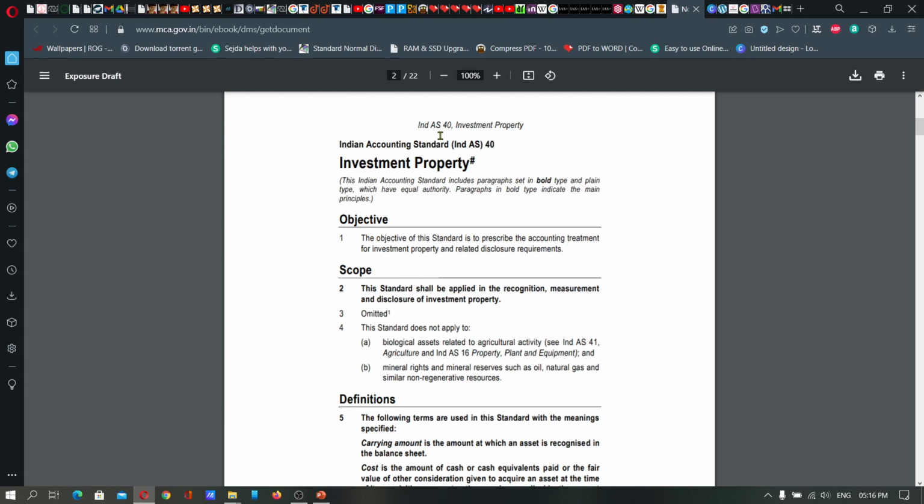Next one, Ind AS 40, that deals with investment property. The objective of this standard is to prescribe the accounting treatment for investment property and related disclosure requirements in the financial statements. And remember, the standard does not apply in case of biological assets. We had discussed about the biological assets, and also in case of mineral reserves like oil, coal, natural gas. So that is with regard to investment property.